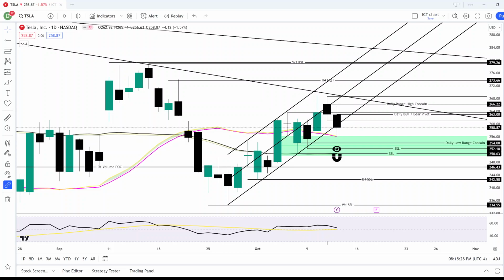This is Rustic, and today we're going to be looking at Tesla's chart. We're going to look at where price came from, where price ended today, and where price is likely to head tomorrow.